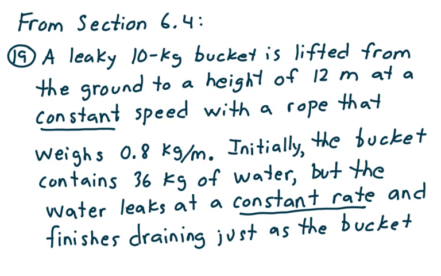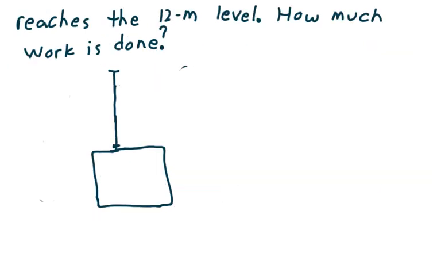A leaky 10 kilogram bucket is lifted from the ground to a height of 12 meters at a constant speed with a rope that weighs 0.8 kilograms per meter. Initially, the bucket contains 36 kilograms of water, but the water leaks at a constant rate and finishes draining just as the bucket reaches the 12-meter level. So the question is, how much work is done?